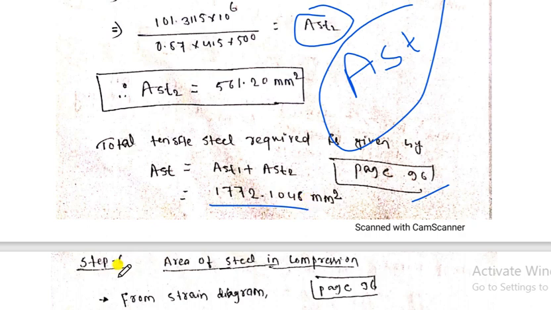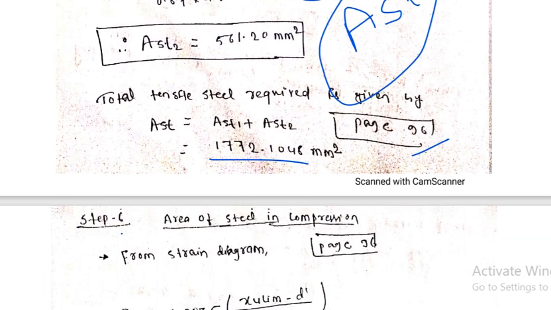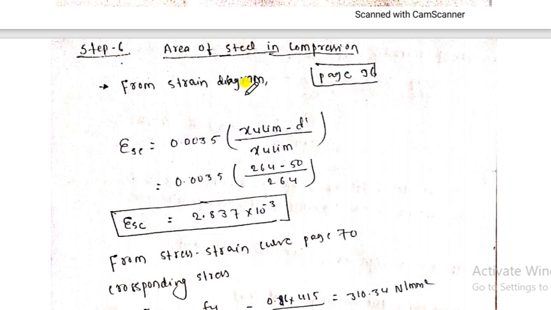So we have already calculated the area of steel in the tension zone. Now, in step 6, we will calculate the area of steel in the compression zone. For this, we need to follow the strain diagram from page number 96. We have already discussed how to derive this formula in the analysis of the doubly reinforced beam, so that is why I am telling you again and again, please go and watch that video. It is very easy to understand. The strain of steel in compression equals 0.0035 times (xu limit minus d dash) by xu limit, where xu limit is 264 and d dash is 50. So the strain comes to 2.837 into 10 to the power minus 3. This is the strain of steel in the compression zone.